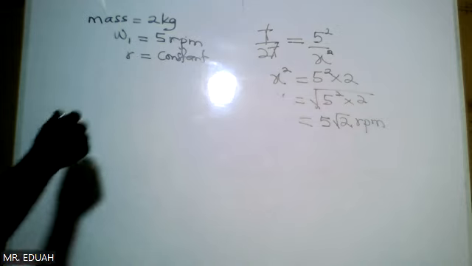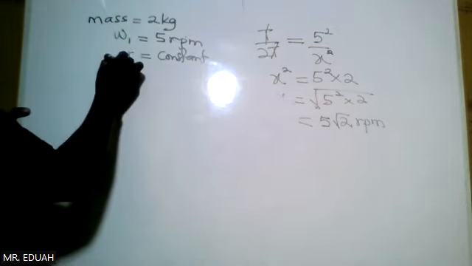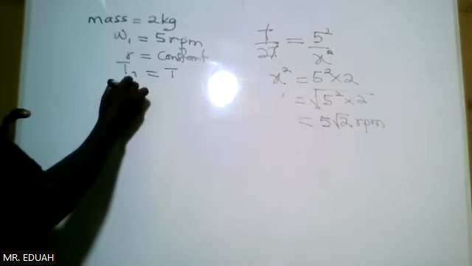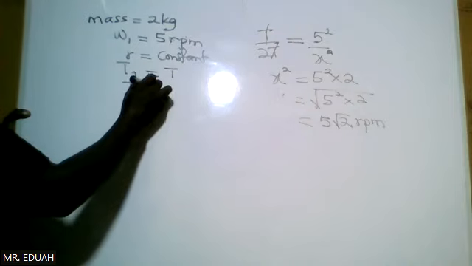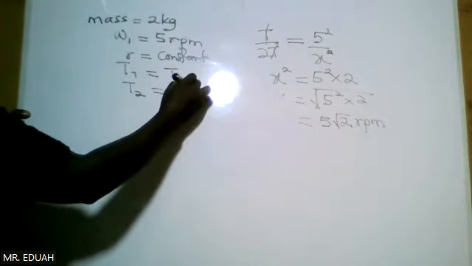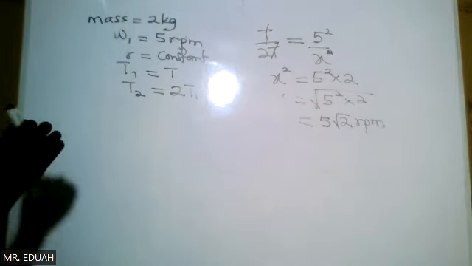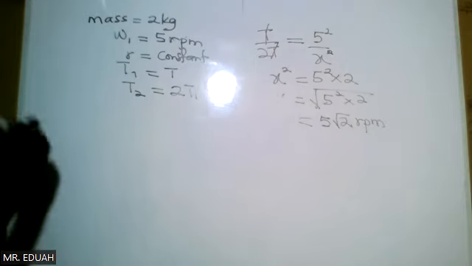Okay, so we have T1, which is equal to T. But for T2, this is equal to 2 times T1. Now, it's like you write an equation for both situations.